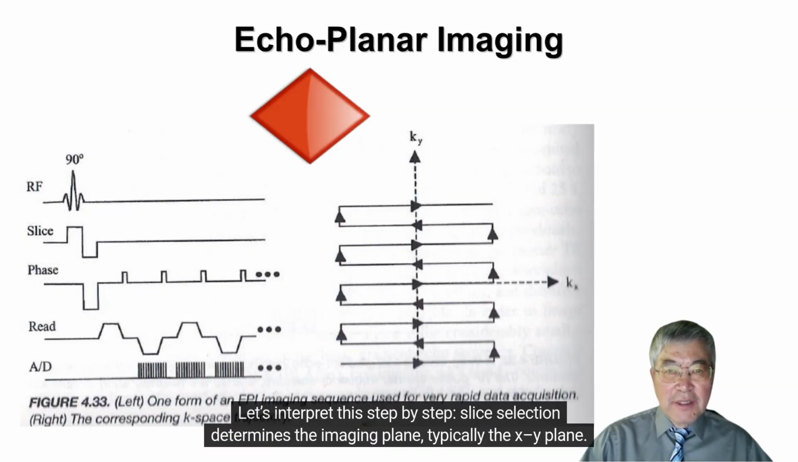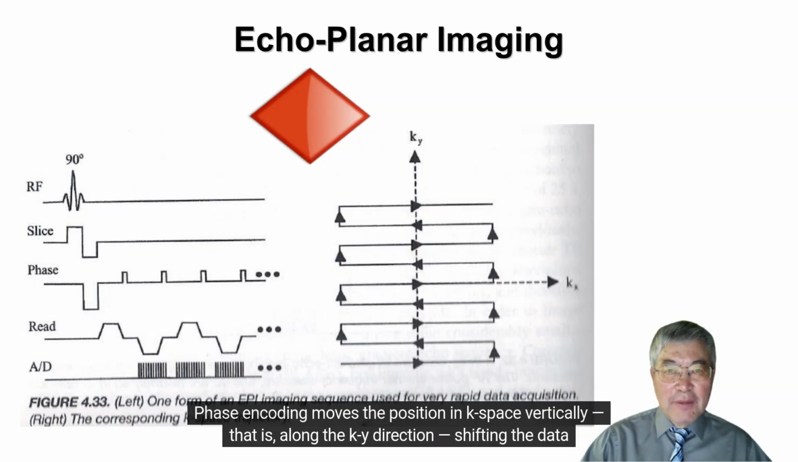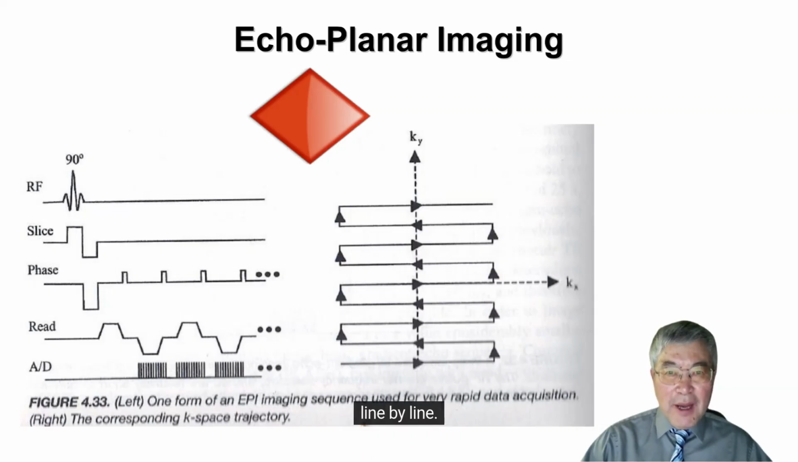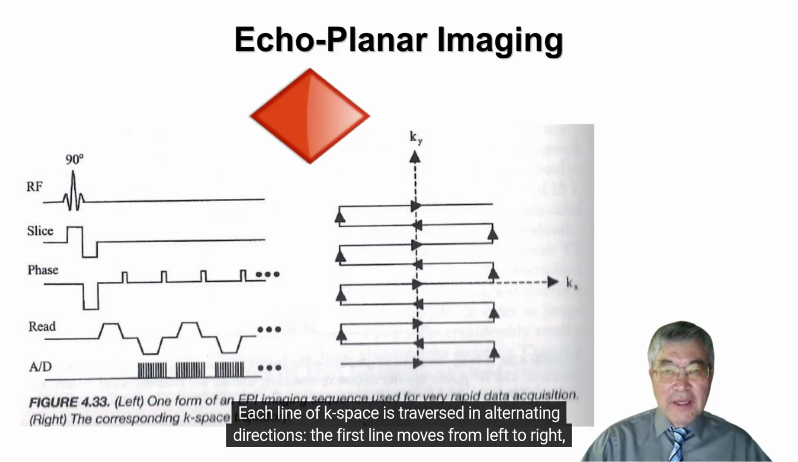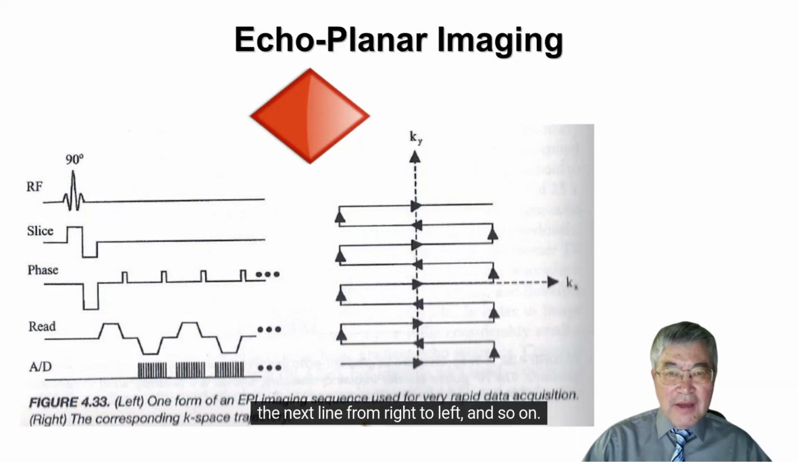Slice selection determines the imaging plane, typically the XY plane. Phase encoding moves the position in K-space vertically, that is, along the Ky direction, shifting the data line by line. Frequency encoding determines the horizontal readout, or the Kx direction, as the data are collected. Each line of K-space is traversed in alternating directions. The first line moves from left to right, the next line from right to left, and so on.